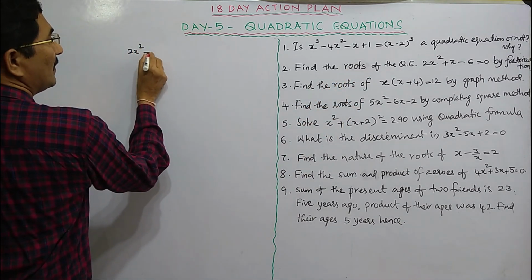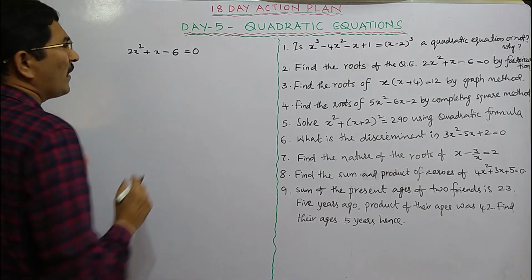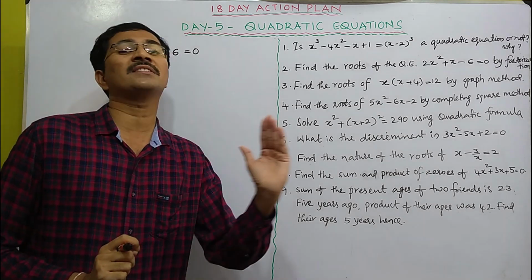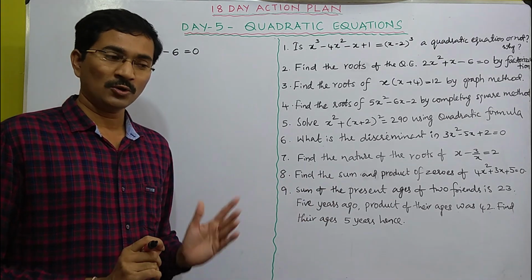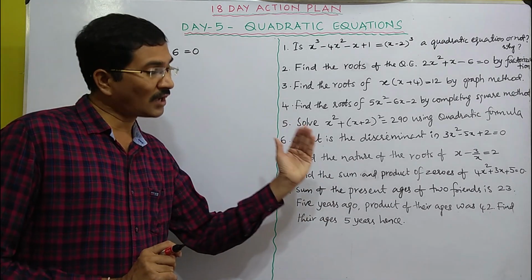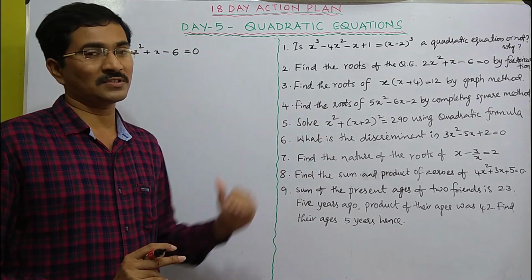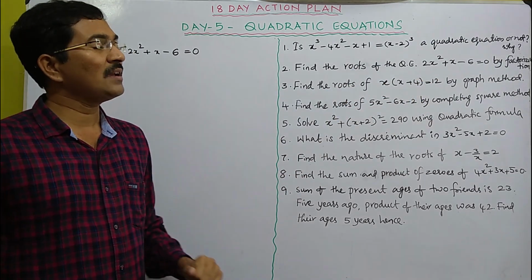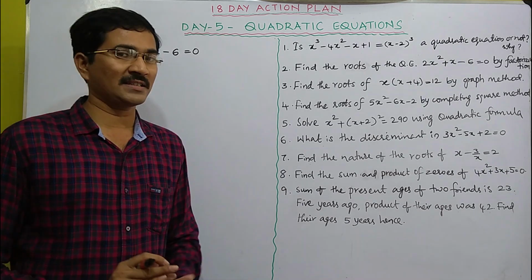2x square plus x minus 6 is equal to 0. Finding its roots. What are its roots? Roots is another name for zeros or another name for solutions. So whether you are asked to find the solutions of that, or to solve it, or to find its zeros, or to find its roots, it's all the same. So the method he has asked us to use is the factorization method. We have already learned it.